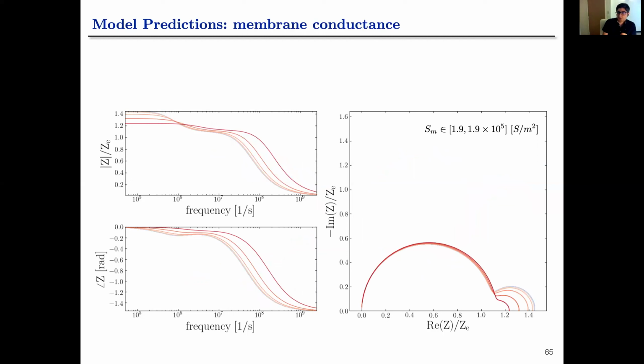Now we're changing the conductance of the membrane, going from a low value of 1.9, almost insulating, to a very high value of 10 to the 5 Siemens per meter squared. As we go to higher values, these are the hotter colors, you see that the second arc vanishes, which is also expected, because the membrane will not be the limiting factor against the current that passes through the environment.